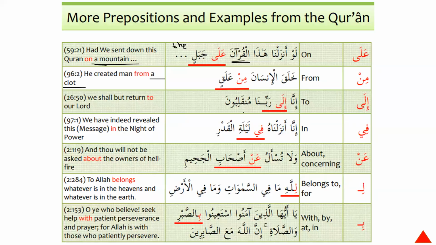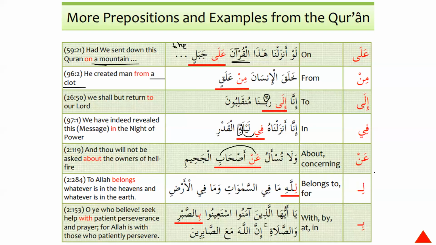Ila, inna ila rabbina munqalibun, and after ila it is majroor, rabbina. Inna anzalnahu fi laylatil qadr. Now we can see that it is laylatil qadr. Why is it majroor? Because of fi. And wala tus'alu an ashabil jahim. And again, because of an, we have ashabi.